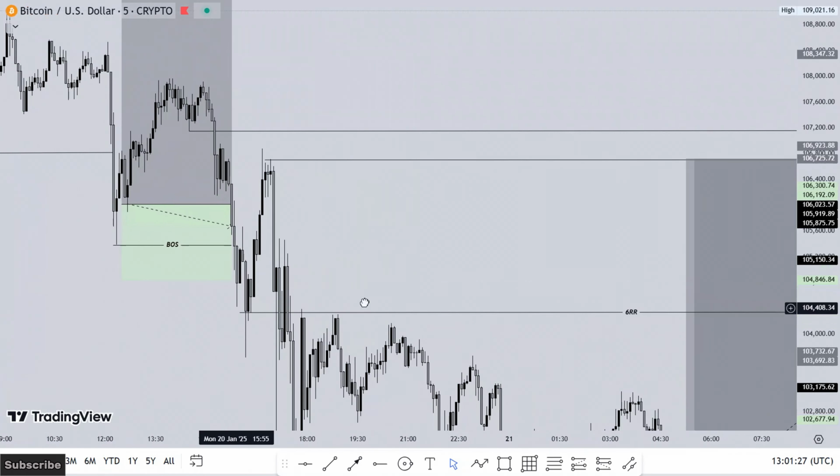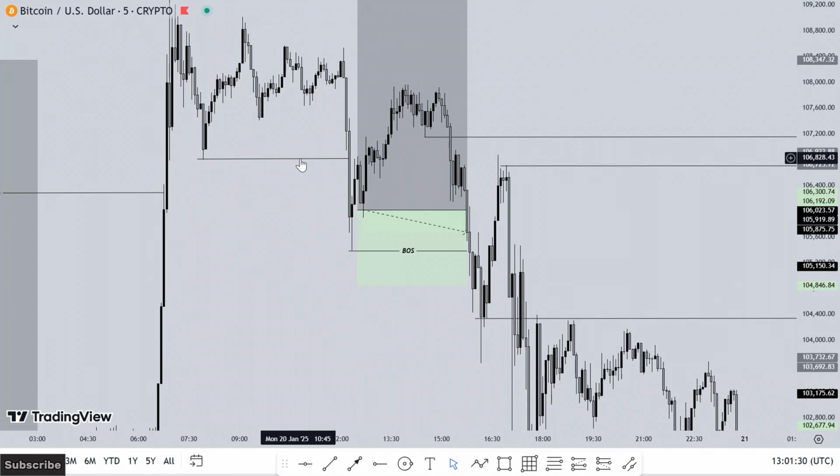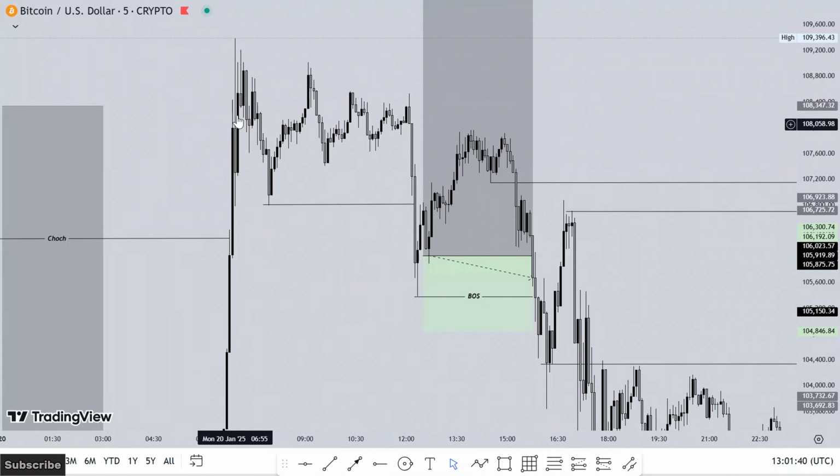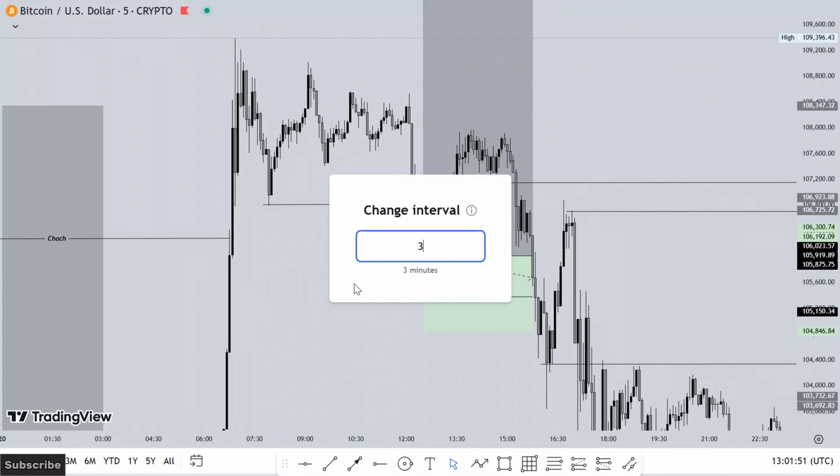Now after a change of character, this was the second pullback. The first pullback the market made before going to the upside was this one. So my analysis was that this would react as an inducement area for the market. We go down to the 3 minutes time frame.